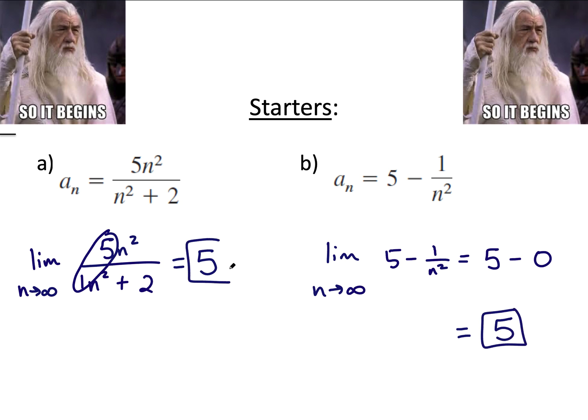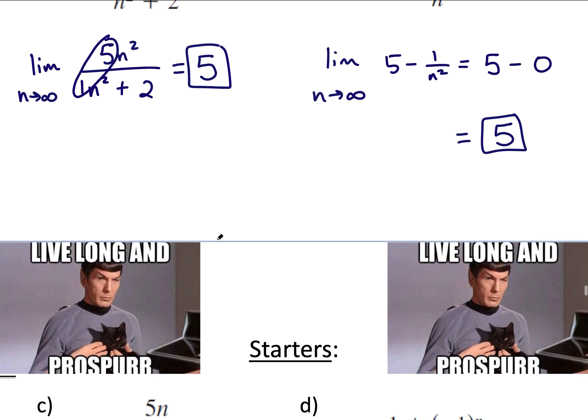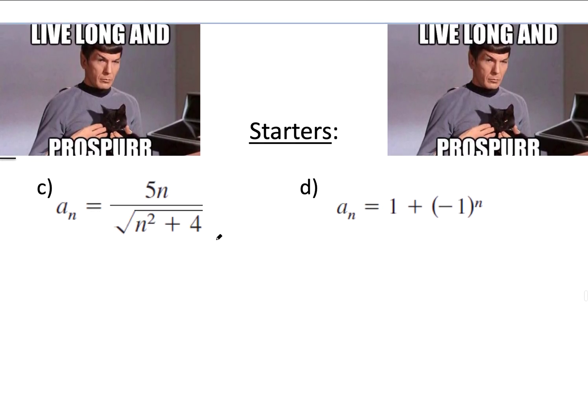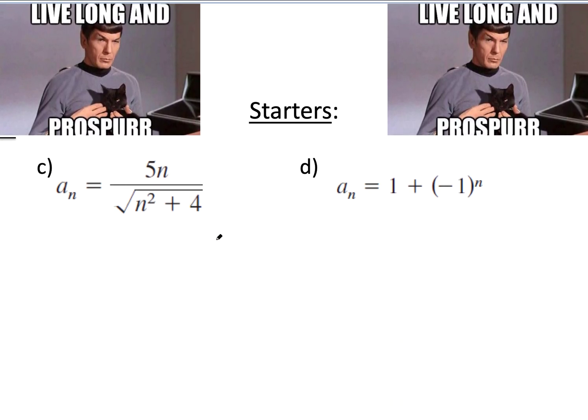Now at this point, students usually do something kind of funny. They see a couple answers start to be 5, so then they assume that the next answers are always going to be 5. So let's see if that's true. So if you wanted to write them, we have these. So how about this one? We have the limit as n goes to infinity of 5n over the square root of n squared plus 4. Now this one's kind of tricky, but here's the way that I would think about it.